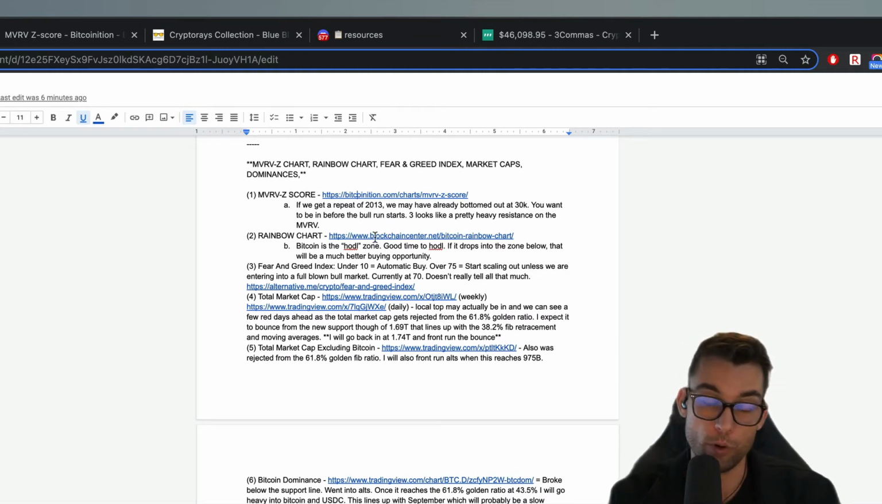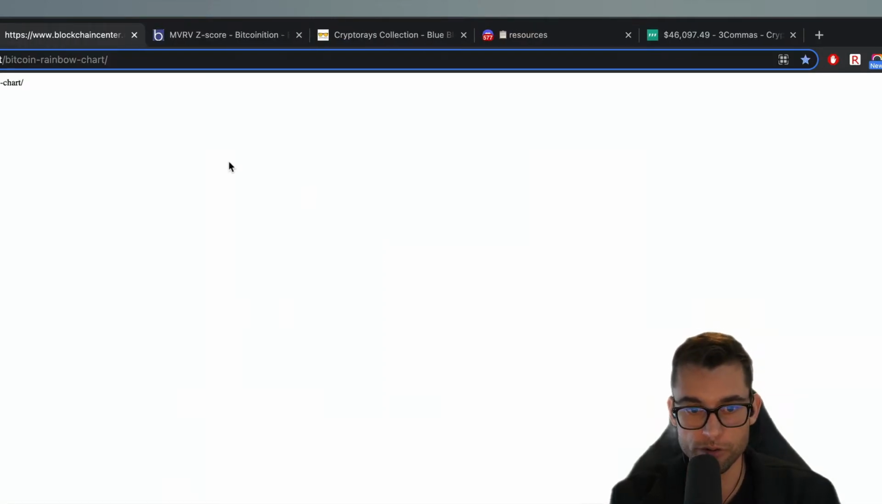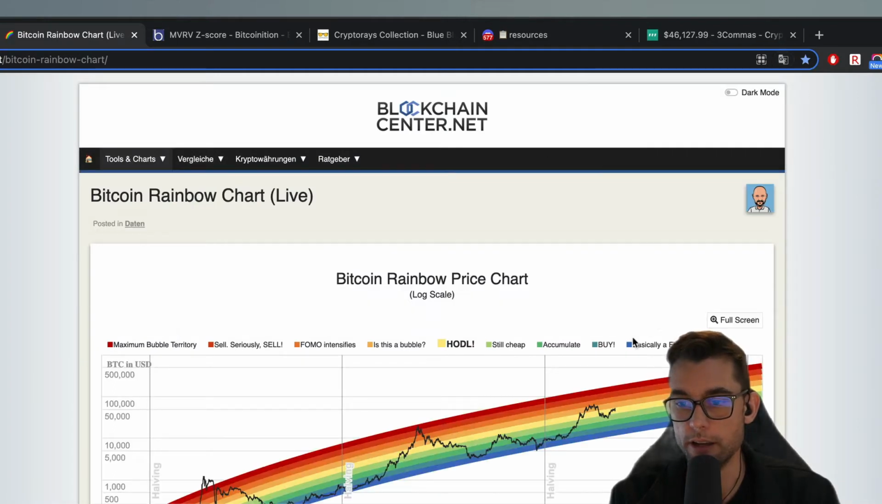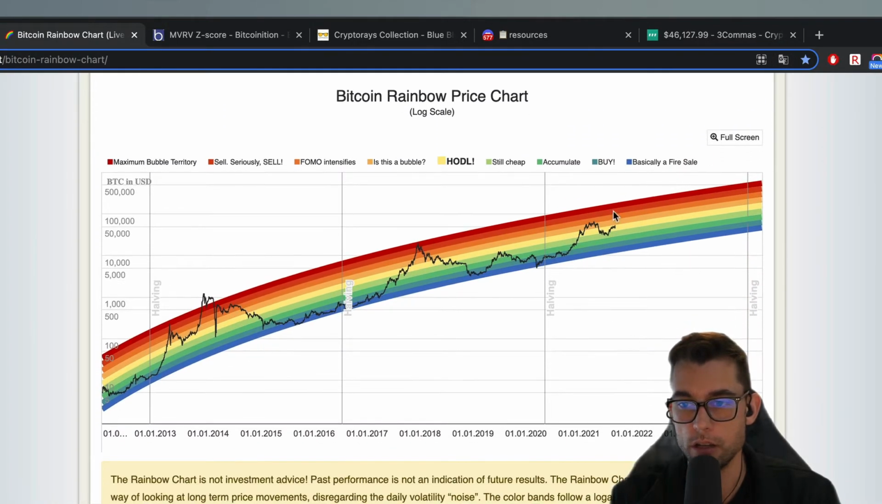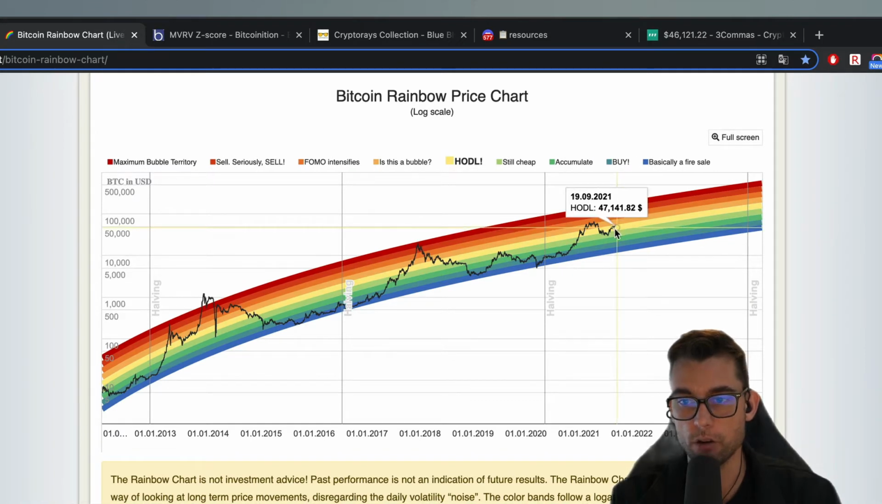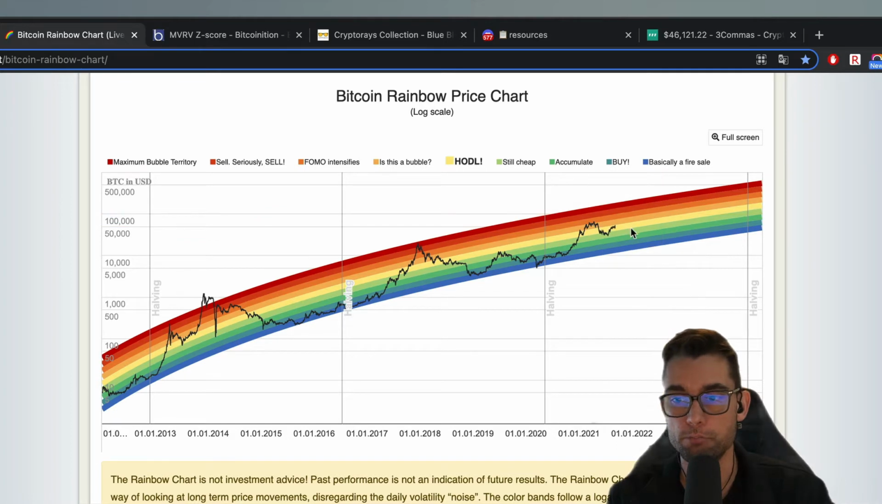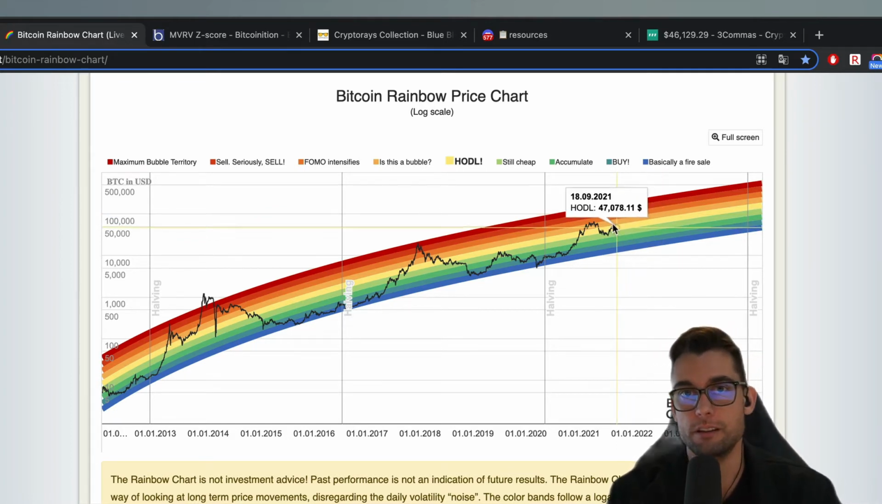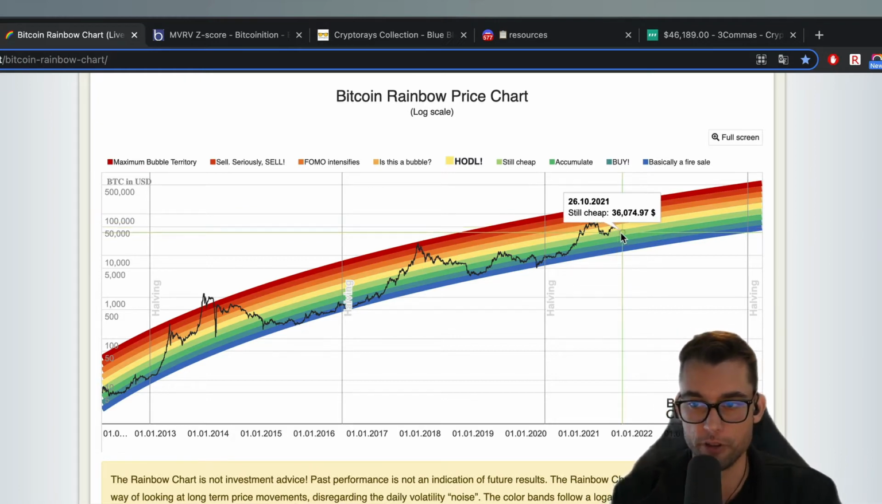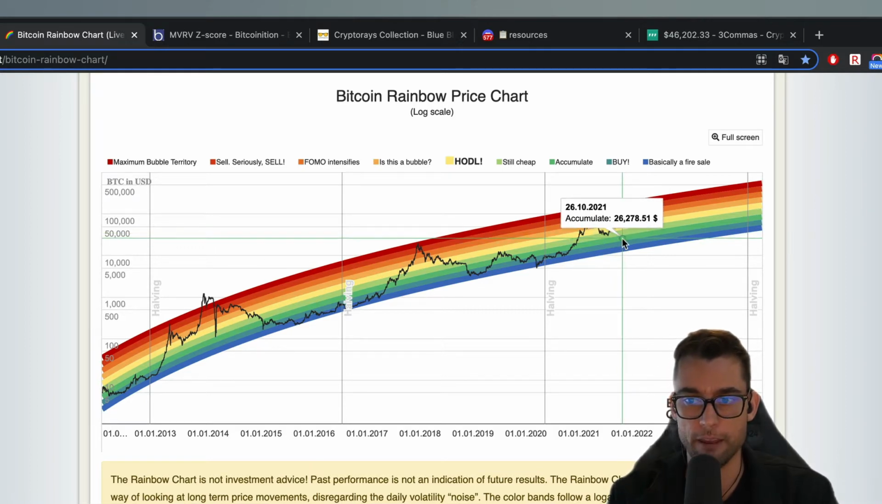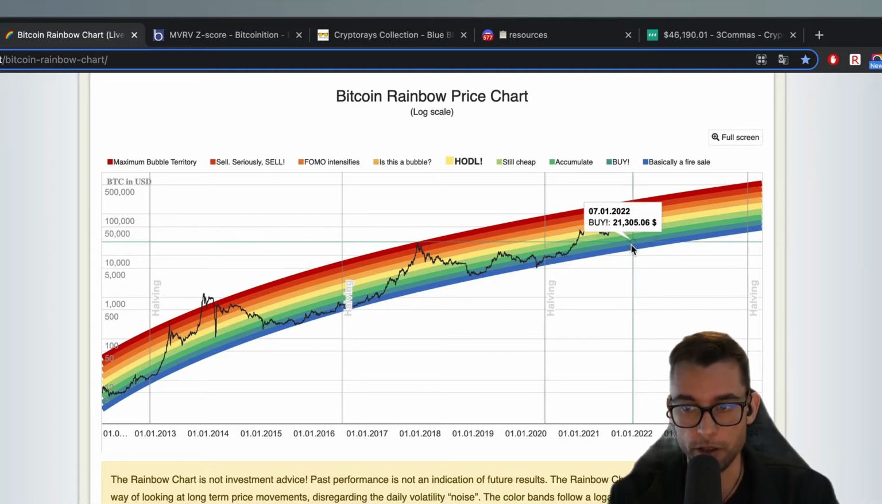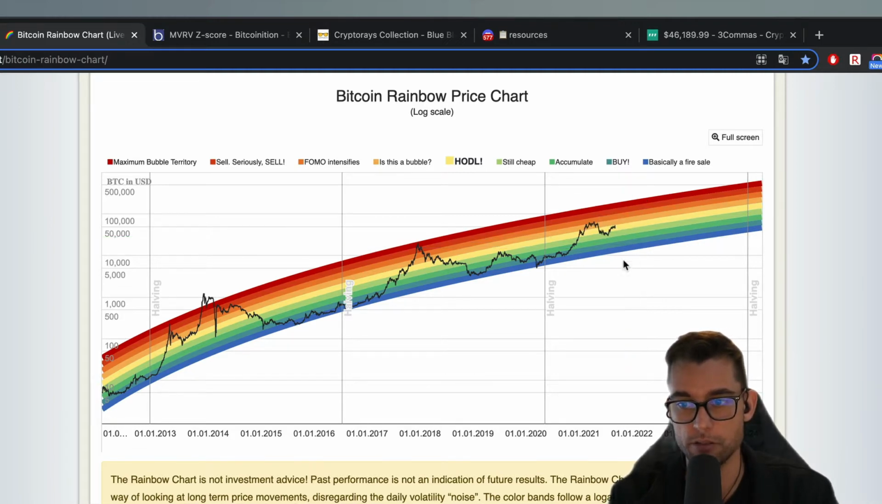What I'd like to do after the MVRV score is go into the rainbow chart. Last time Bitcoin was in the HODL zone, this was last month. Right now it is still, I believe, in the HODL zone. So basically, don't buy, don't sell. This is a good zone to be trading in. If it goes down to 36,000, then it'll be fairly cheap. If it goes anything below that, then of course that's where you start to accumulate as much as possible. This is where the big whales and big players always like to accumulate, down in this zone.